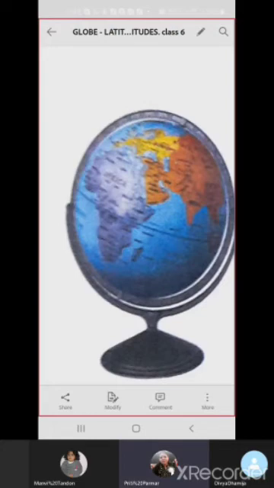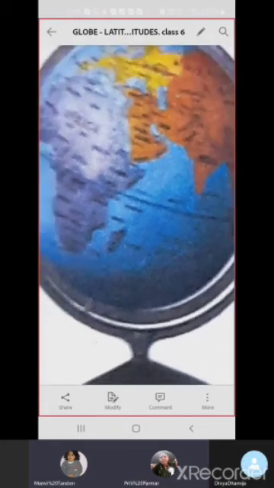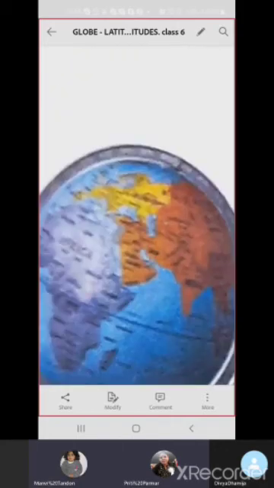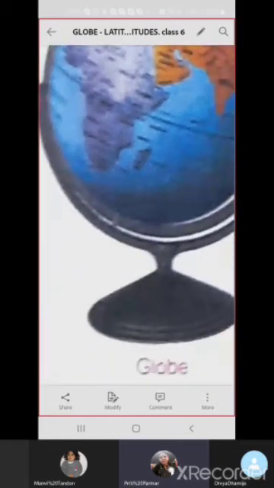In the midway between these poles lies the equator. The equator is the line which divides the Earth into two equal parts. Can you see a blue line here, crossing Africa from the center? That is the equator. It divides the Earth into two equal halves. The upper part is known as the northern hemisphere, and the lower part is known as the southern hemisphere.